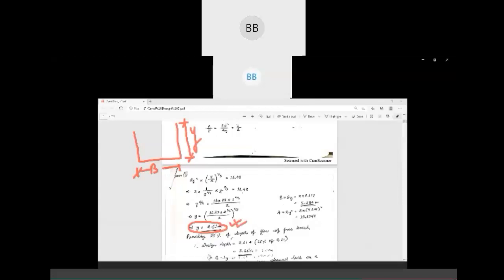substitute freeboard, that is 25% of y. As a freeboard, 25% of y plus y will be your design y. The design depth of flow will be 25% of y plus y. And see how much you got. I think it will be 3.26. Check it once.